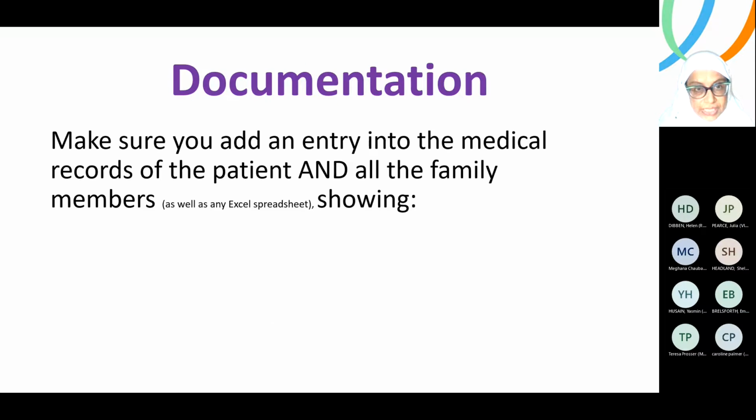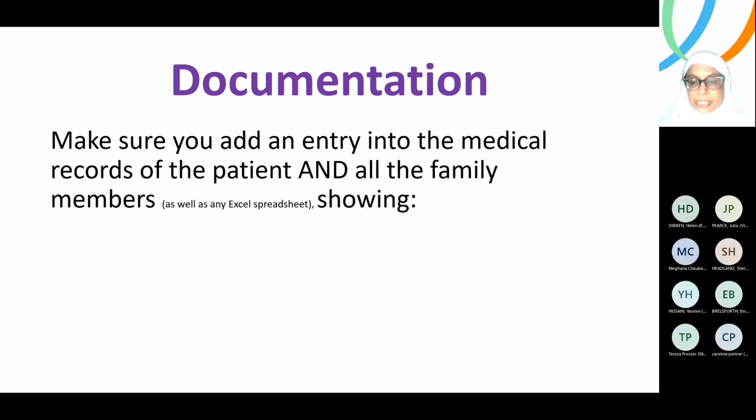And documentation is key. Make sure you add an entry into the medical records of the patient and all the family members, as well as any Excel spreadsheet. I've had a few of you say that you keep your safeguarding registers on Excel spreadsheets because it's easier to see and you can update it easily. That's great if you follow that system as well, but you still have to put something in the medical records, because they say, if it's not in the records, it means it didn't happen.